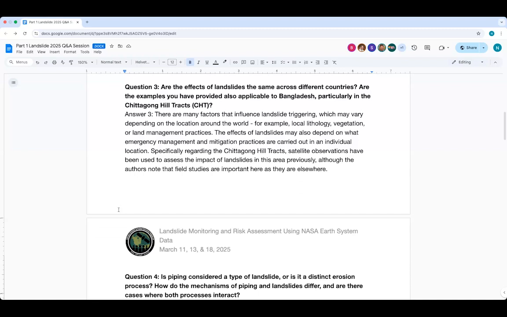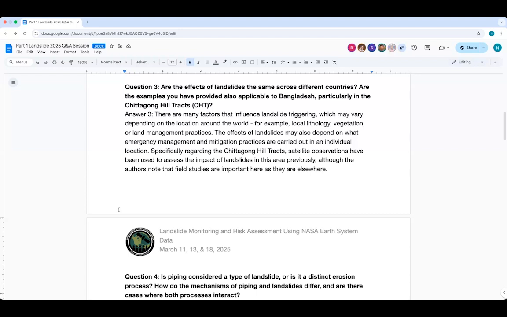You asked specifically about the effects of landslides, and so that certainly is something that differs across different countries. Ultimately, because different countries have different ways of approaching emergency management and mitigation practices, that means that the outcome of landslides may differ depending on where you are, particularly on the population impact.